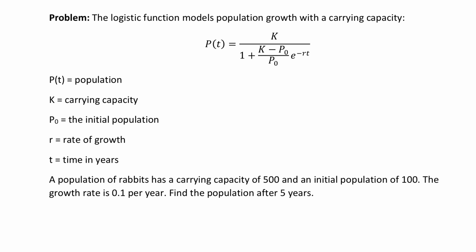Here's one more, and again, I encourage you to pause the video and give it a try. All right, well, we have the following information. The carrying capacity is 500. That looks like K. The initial population is 100. That's P0. The growth rate is 0.1 per year, so that's our R. And the time is 5 years, that's our T. So it looks as though we're good to go. We should be able to plug everything into our formula.